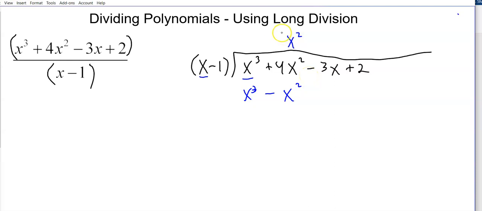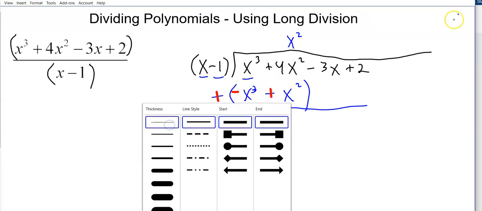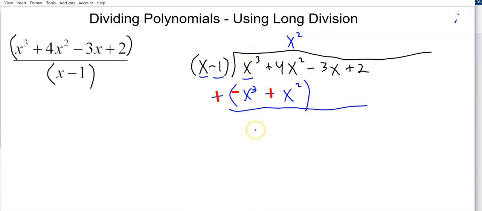So essentially this was multiplied by both of those terms, x squared multiplied by both. Put it in the row below, and we're going to subtract everything in that row. So when you subtract, I might distribute this. When you distribute, you can see that first term always goes away. 4x squared plus 1x squared is a total of 5x squared. Then we bring down the next term, so minus 3x.